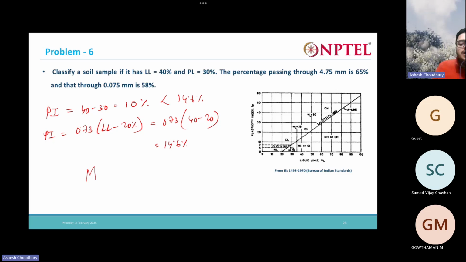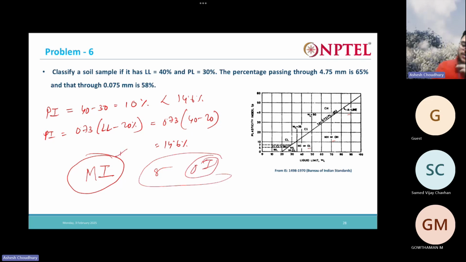Again, same. Liquid limit is what? 40%. Between 35 and 50%. So it will be I. Right. So again, see here, O is also possible. So MI, or it can be OI also. Don't get confused about it. Even if you write MI, it's going to be fine. MI or OI, whatever. O means that it is organic.